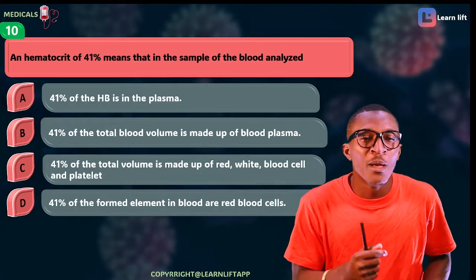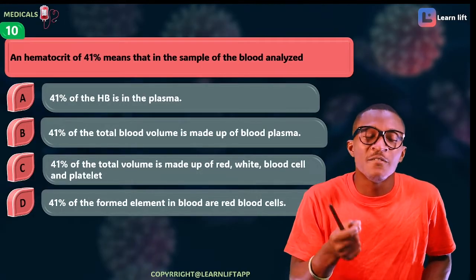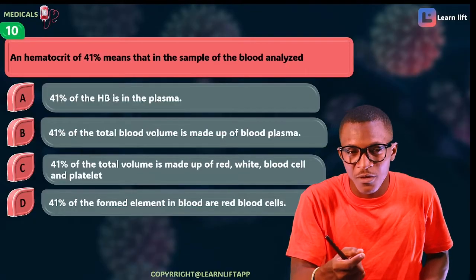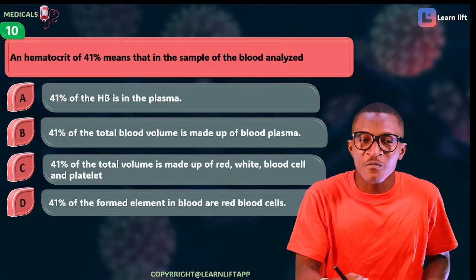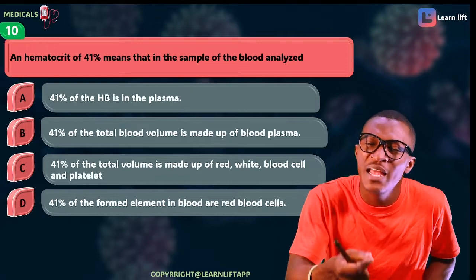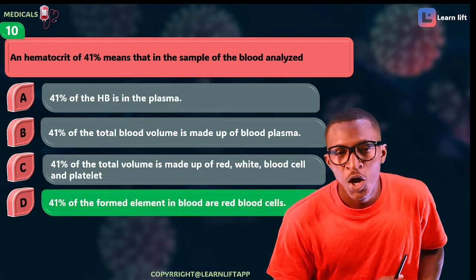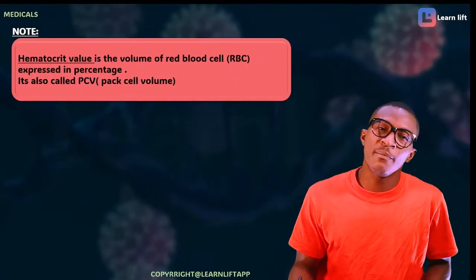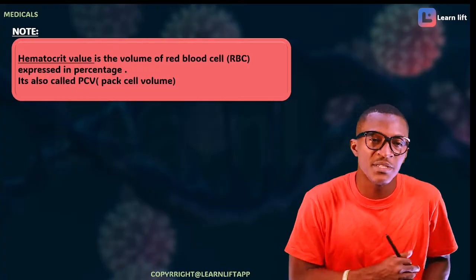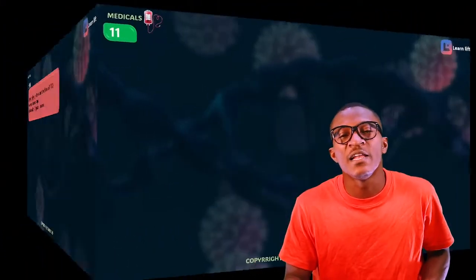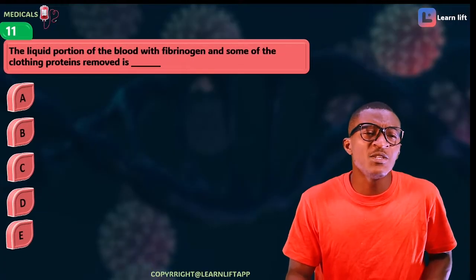41% of blood means, when we talk about hematocrit value, it is the volume of RBC. Are you with me? So volume of RBC, so 41. Option D says 41% of formed element, which are what? RBC, making option D the answer. Don't forget, hematocrit value is the volume of RBC expressed in percentage. It's also called the packed cell volume. Let's see the next question.